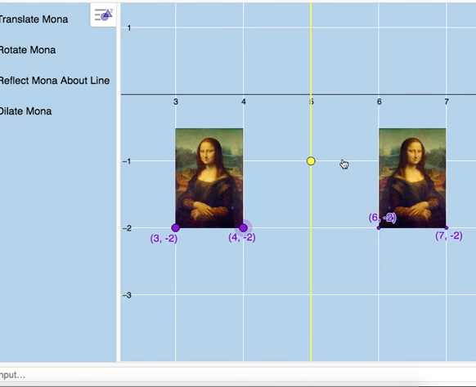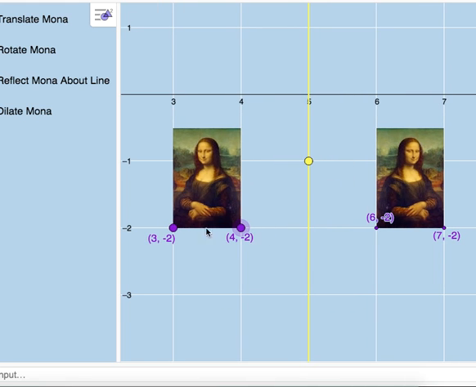So the important thing here is to count how many units away each point is from the line of reflection and then map that over. The goal is that you want your shape to look as if it's reflecting into a mirror.